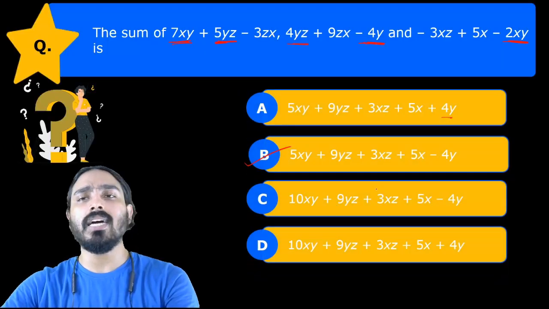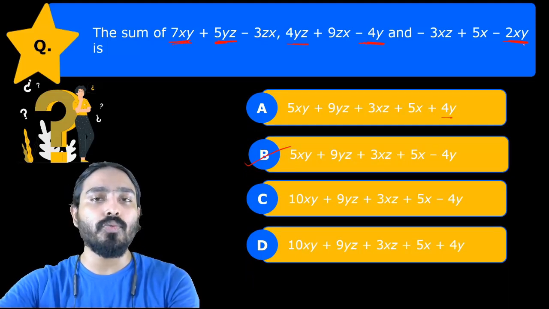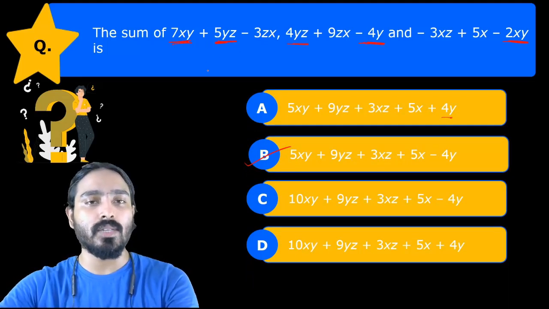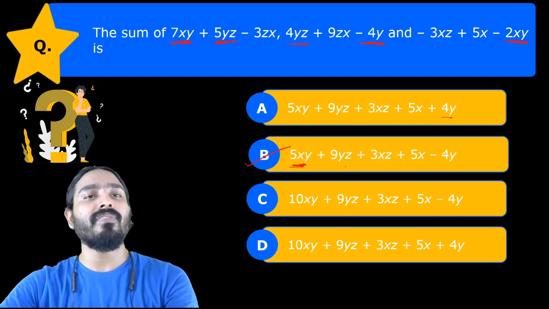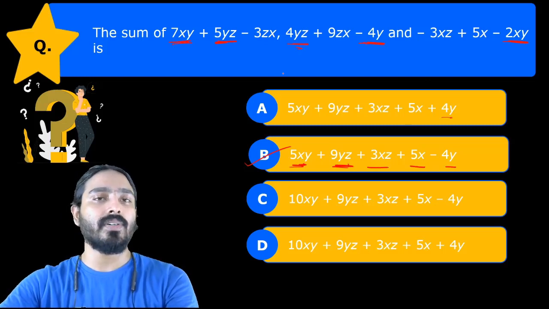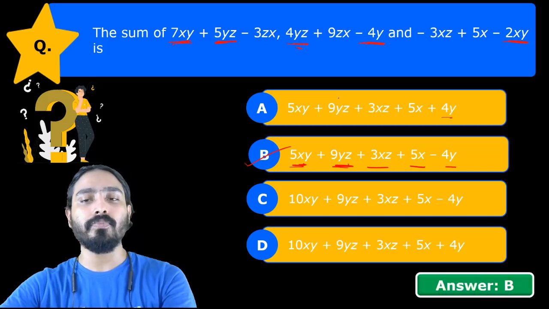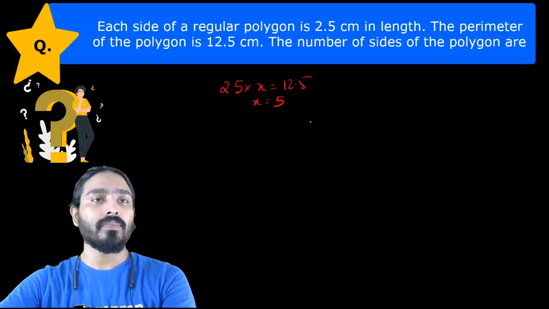Now in this question, this is a very simple question. For 7xy, there is 2xy here, so it could be only 5xy. Similarly, we'll find out for yz, 9yz, 5 plus 4. Similarly, 3xz, 5x and minus 4. You just have to add or subtract the like terms. So D is the right answer.